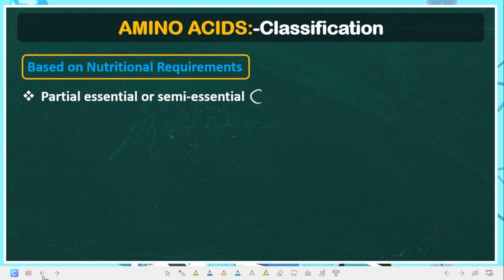Essential or indispensable. We have the partial essential or semi-essential. Those are required at infant age, but are not required when you become an adult. Those ones are semi-essential. That is, they are required at one stage of your life, but as time progresses, they are no longer required, because by then your body must have matured. All the organs that are responsible for synthesizing them must have started carrying out their various functions. Those ones are said to be partially essential or semi-essential.